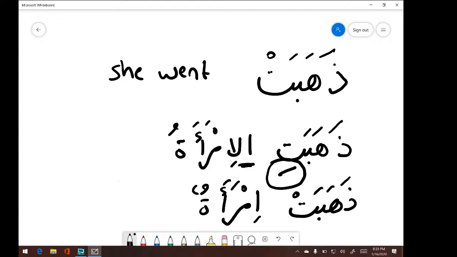Any word that has sukoon at the end before alif. Any verb that's in this form. Darabat, fatahat. Darabat means she hit. Darabatil imra'atu, same thing. Fatahat means she opened. Fatahatil imra'atu, the woman opened. Right? So whatever verb is in this form, we'll get a kasra if there's an alif lam after it.